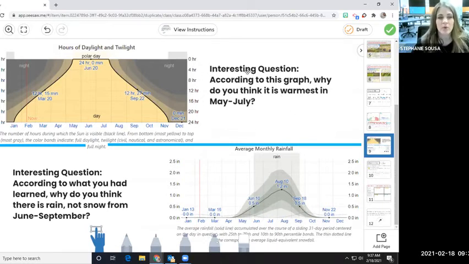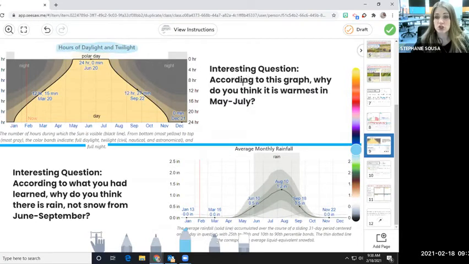It says, interesting question. According to this graph, why do you think it is warmest in May through July? So this graph right here is the hours of daylight and twilight. So how many hours of sunshine there is. The yellow is sunshine, okay? So in January, we only have this much sunshine right there in 24 hours. Look through May through July. The sun does not stop shining in May through July.